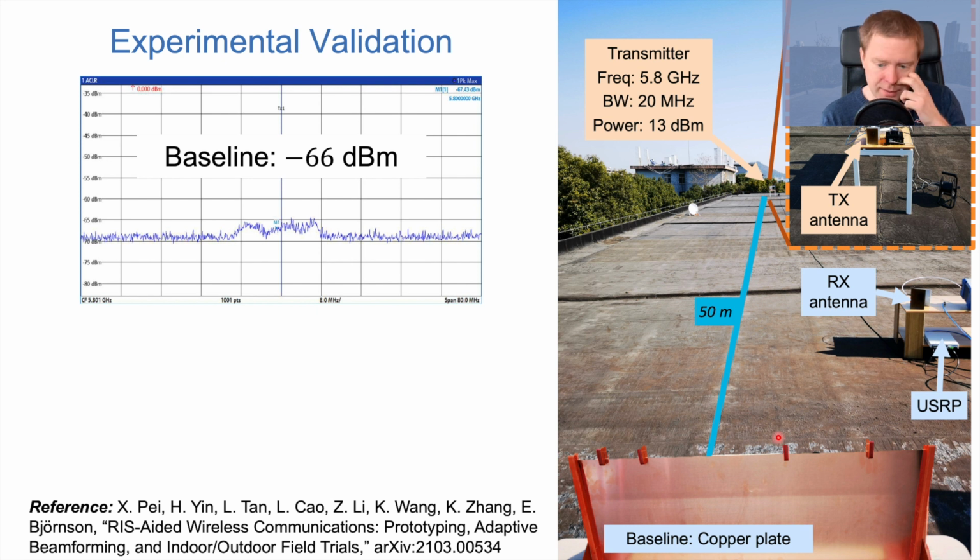There is a copper plate here as a baseline that is reflecting the signal, probably according to Snell's law. We have a receive antenna over here. It's also a horn antenna, so it's 2 rather directed antennas towards the surface here. And you have a USRP that is processing everything, and we have that at the transmitter as well. And when you have a copper plate here, the signal gets reflected.